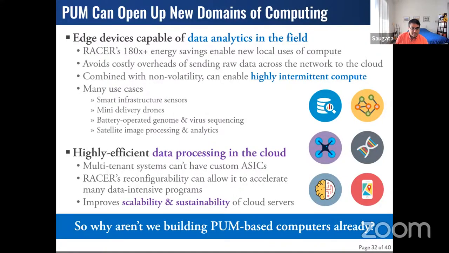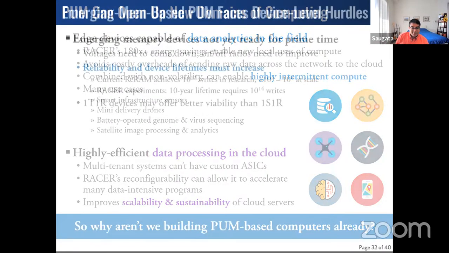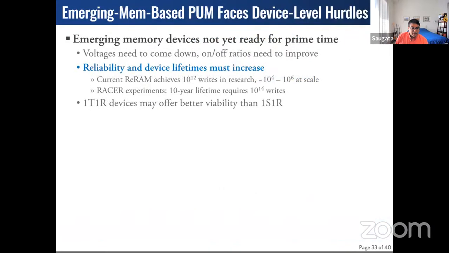So the big question is, if I'm selling this great snake oil story, why aren't we building these computers today? Well, some of this comes back to the lifetime, right? We talked about the voltages, and the voltages do need to come down, but that's not essential, as I showed you in one of my earlier slides. When we talk to some devices folks that have not been looking at the architectures, they're often obsessed with reducing the voltages and the currents of these devices. We really don't need those to come down as much as we need to improve the on-off ratios of the devices and as much as we need to improve the reliability and device lifetimes.